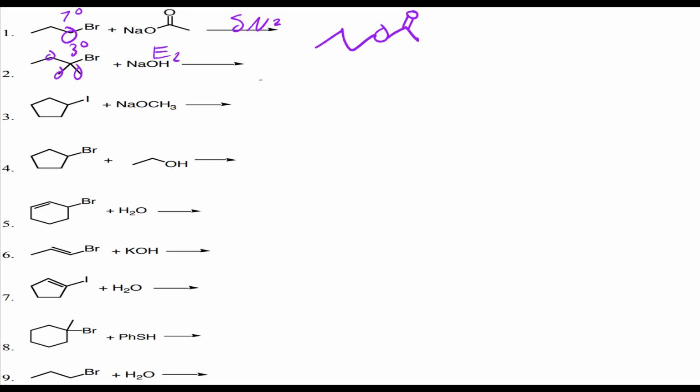And for E2, it's going to eliminate the bromine. So first, draw your carbon skeleton. The bromine was eliminated. Do I want to put my double bond here? Do I want to put it there or there? Where do I want to put it? Well, I want to put it over here because I would get 1, 2, and 3. 3 substitutions, right?